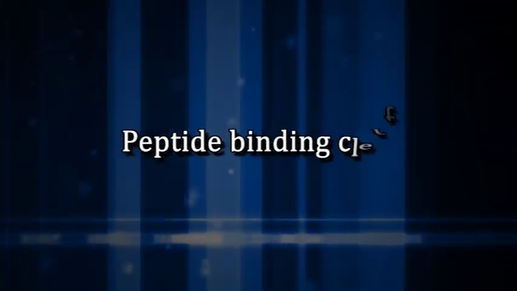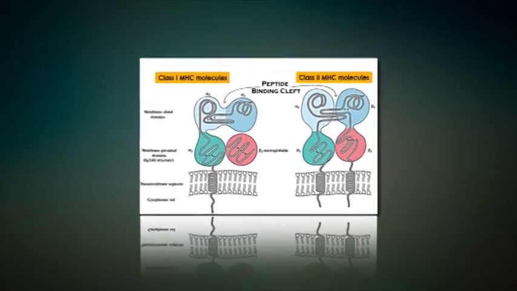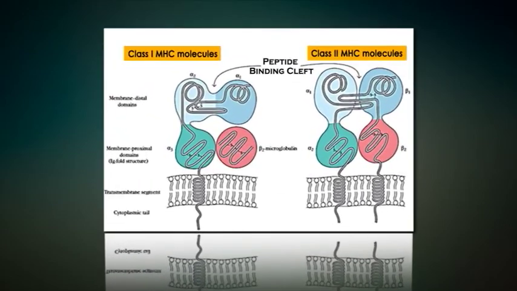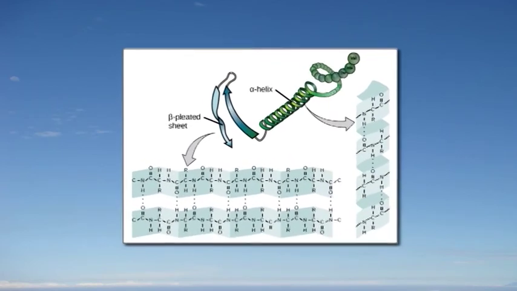Peptide binding cleft. The classical MHC class I and II molecules contain a peptide binding site at the distal end of the molecule from the membrane. This peptide binding site is formed of two protein alpha helices lying on top of a beta pleated sheet.